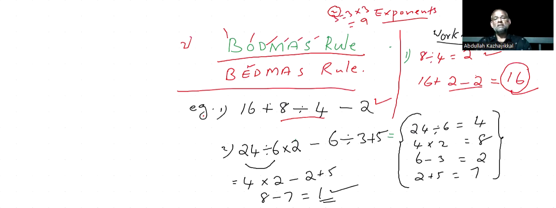Many operations are there. Two or more operations are there. We have to follow this rule. This is a very important rule. Maybe in class 6 you can see that. Sometimes in the textbook you cannot see this one. So please be careful. It's very important. Brackets and the BEDMAS rule.